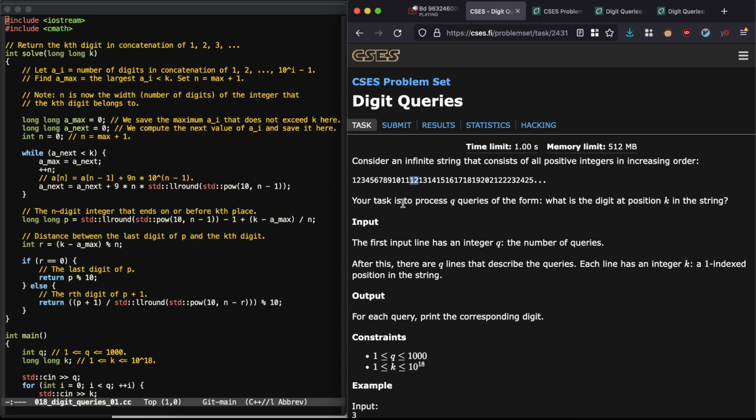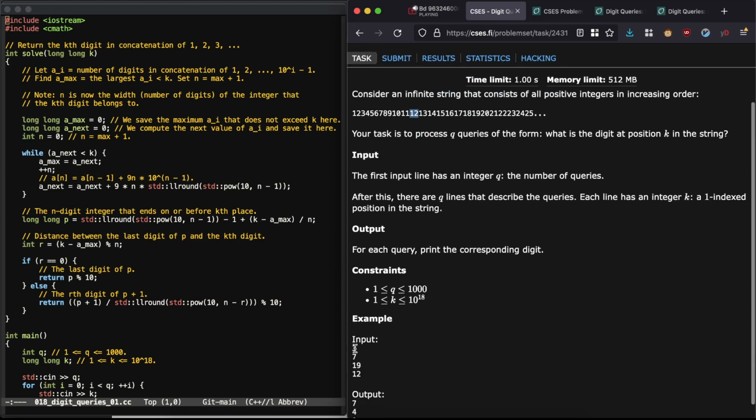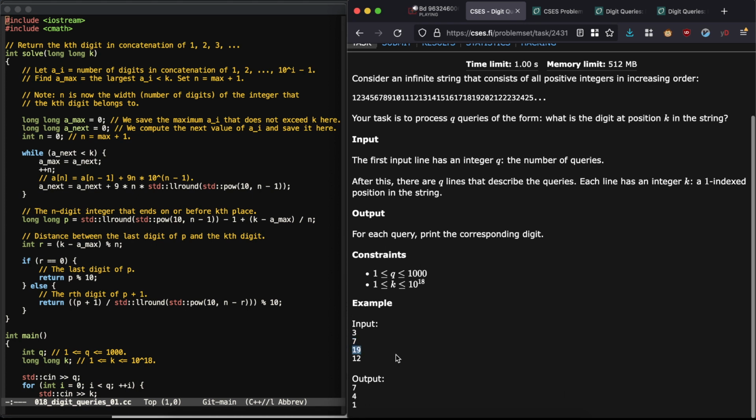In theory, our task is to process q queries of the form, what is the digit at position k in the string? So this first number is q. We'll be given q inputs, in this example 3. So we're given 3 subsequent inputs. Each one of them is the value of k. So this input is asking, what is the 7th digit in this concatenated string of digits? And similarly, this one is asking what is the 19th digit.